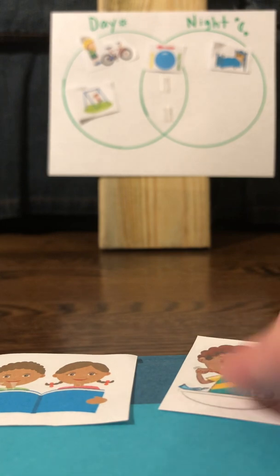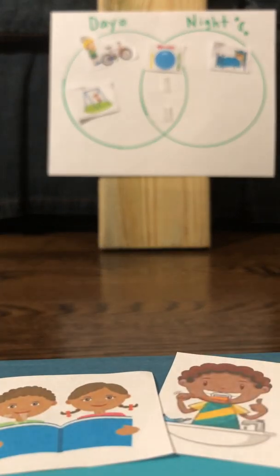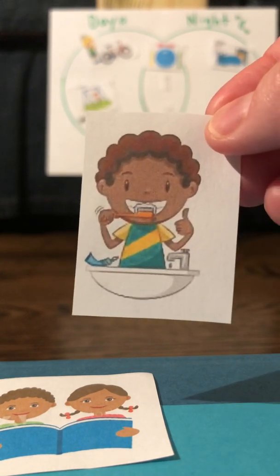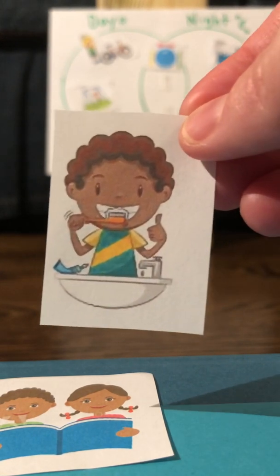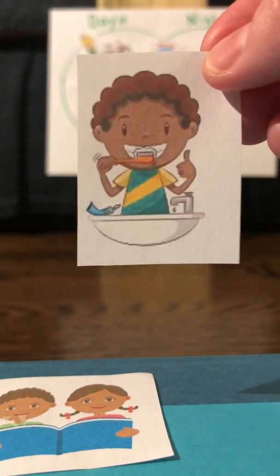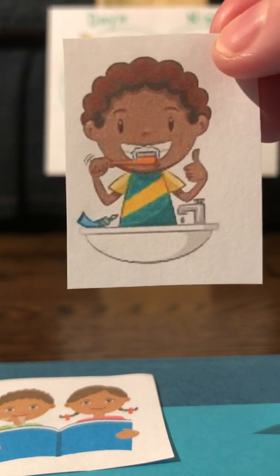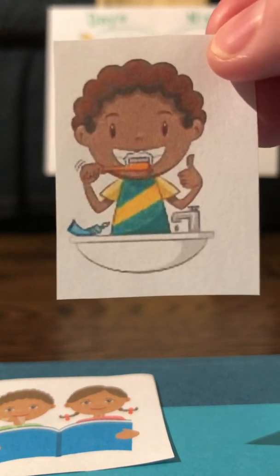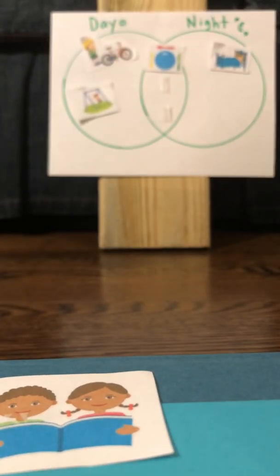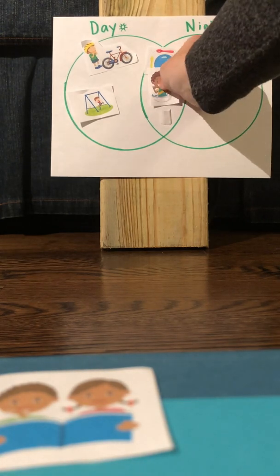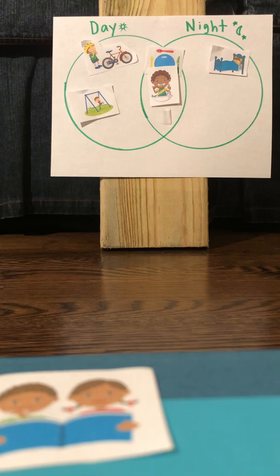Can you look at the pictures that I have left? Do you think these are daytime activities or nighttime activities? Let's take a look. I have a friend brushing his teeth. When do you brush your teeth? You brush your teeth in the morning before you go to school, and you brush your teeth right before you go to bed at nighttime? So where should we put this picture? Oh, we do it during the day and at night, so we can put it right in the middle of our Venn diagram because we can do that both times of the day.